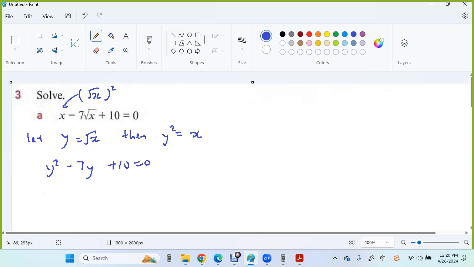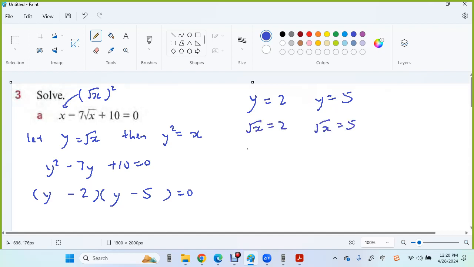Then we factorize: y minus 2, y minus 5 equal to 0. Then we have y equal to 2 and y equal to 5. Then we have the square root x equal to 2, square root x equal to 5, then x equal to 4 and x equal to 25, because we square both sides. Okay, then this is the solution.